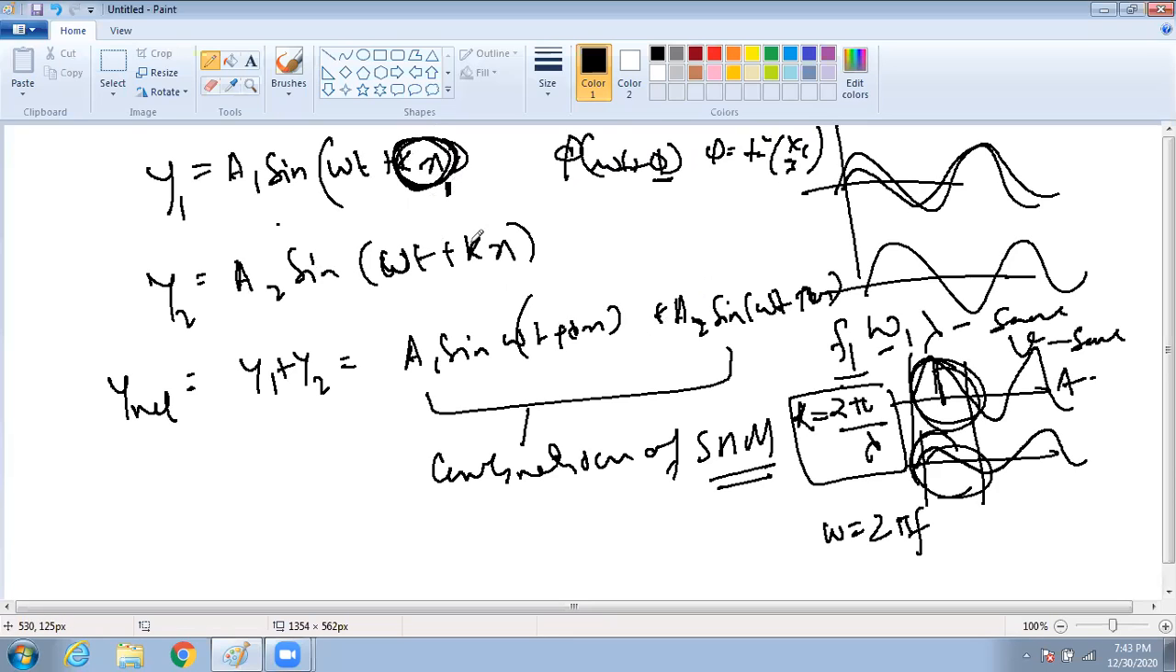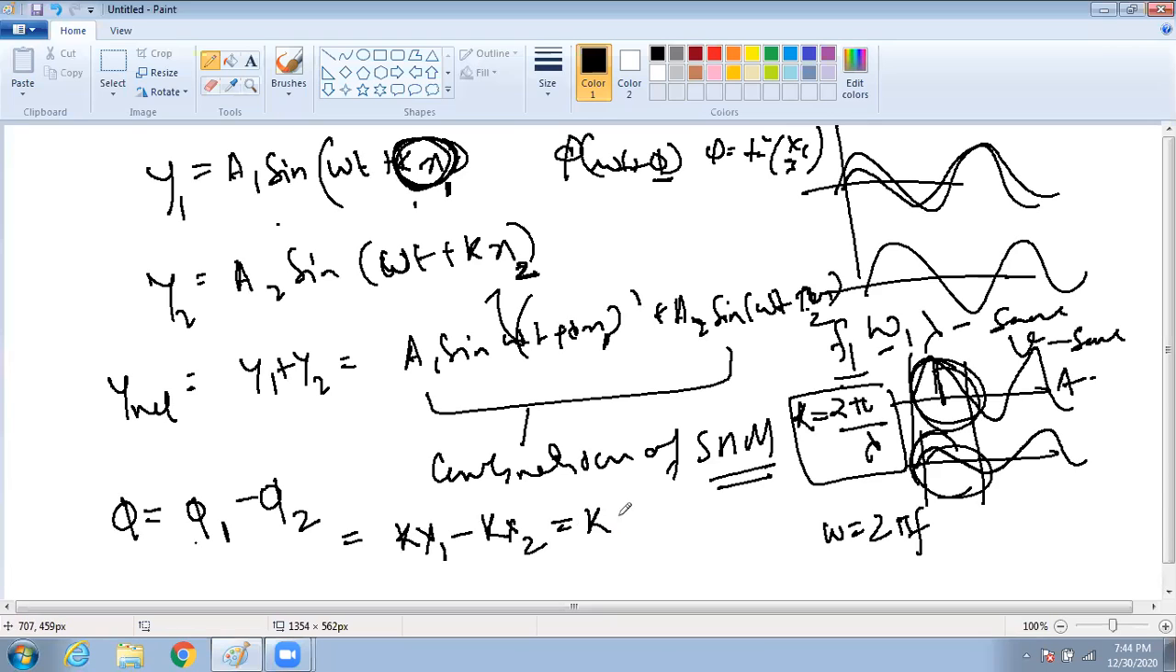Oh, I made a mistake. It is x1, this is x2. So this will be kx1, this will be kx2. Clear? Omega t plus kx1, omega t plus kx2. So what is phi? Your phi is nothing but the phase difference: phase of the first wave minus phase of the second wave. That means kx1 minus kx2, which is k of (x1 minus x2), or k into delta x equals delta phi.